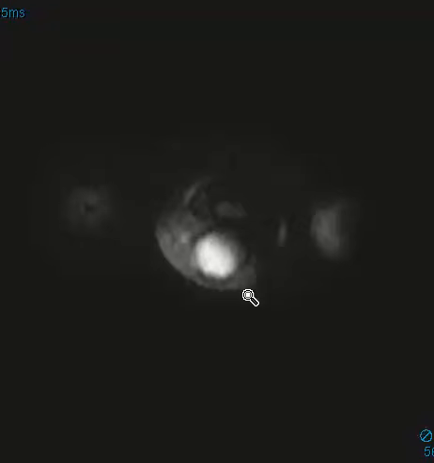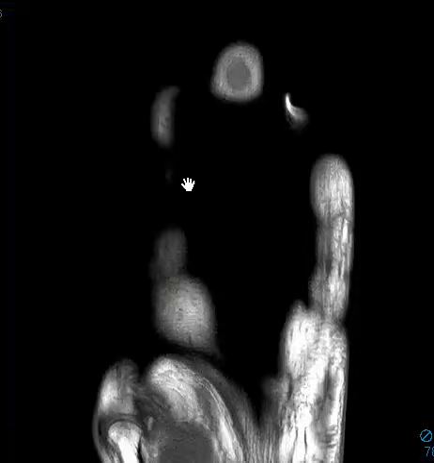This is a T2 weighted sequence. We see the margins are really well defined. It looks very rounded, very homogeneous, hyperintense T2 signal intensity within. This is a coronal T1 image. We just see it on one slice, but right here is the lesion.